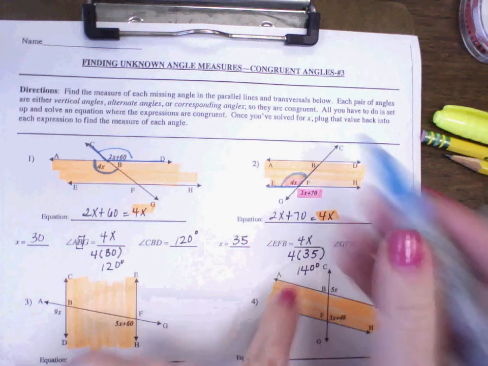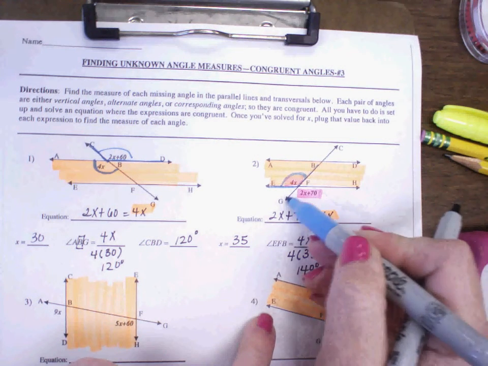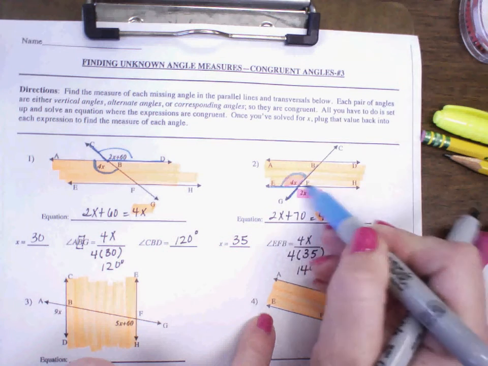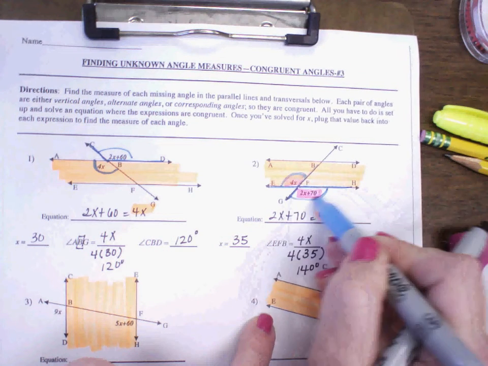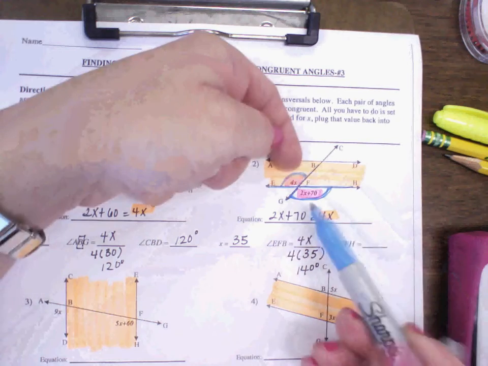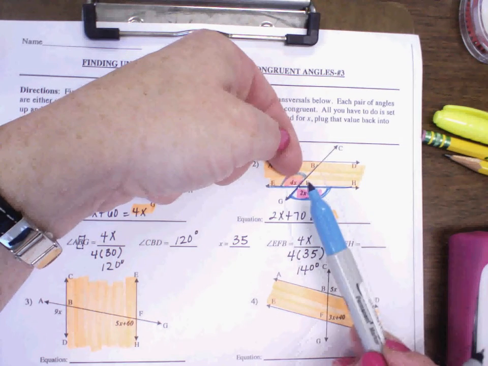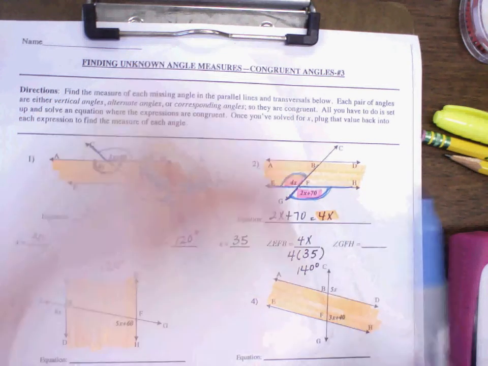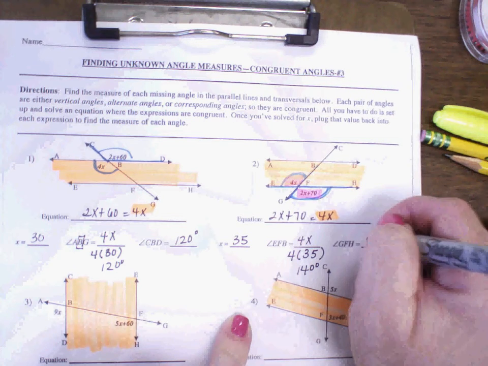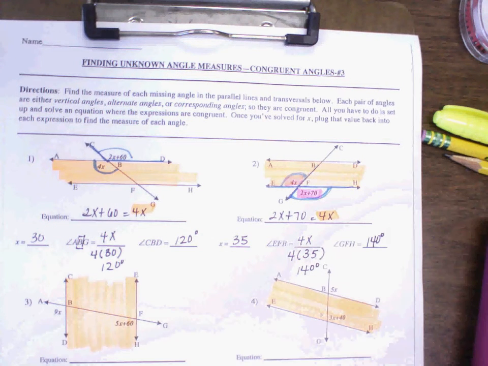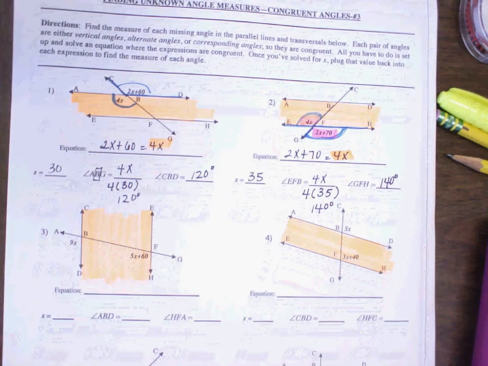All right, now let's do the other one. G, F, H. So now it's asking you for that one, right? But what happens with those two? They're the kiss and they're the same. So if this one is 140, that one is 140 as well. There you go.